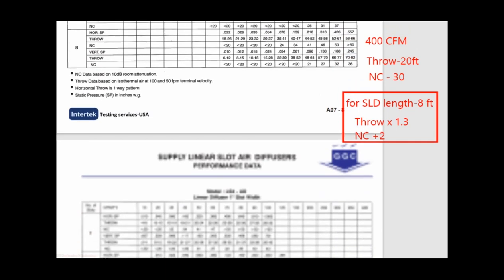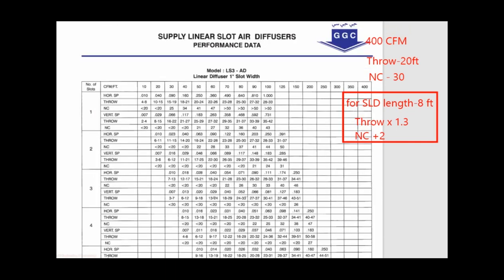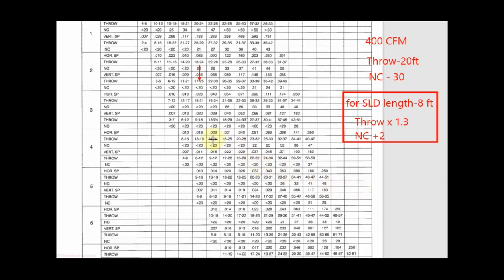Now we'll go for the next table, which is for 1 inch slot width. So we will select this column for 50 CFM per feet from here. Then we will go down. For 3 slot we have the NC level less than 20, but the throw is 21, it is higher. Then for 4 slot the throw is 18, and for 5 slot we found the NC level less than 20 and the throw is 16.